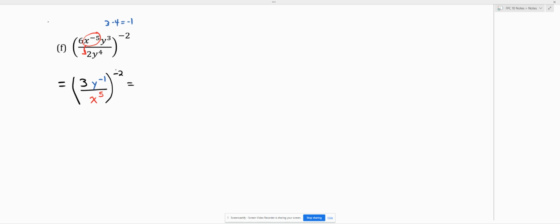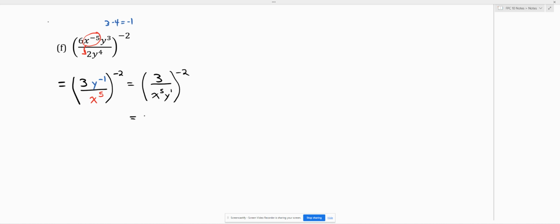And then now I can move this y down below. So that's quick. So let's write that. So 3's up top, and now I have x to the 5 and y to the 1, all raised to the negative 2. Now we're going to deal with this negative on the outside now that we've fully simplified the inside of our brackets. So it's kind of just like two questions in one. Simplify inside, and now let's flip everything.